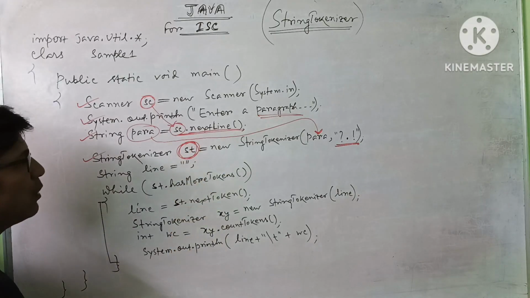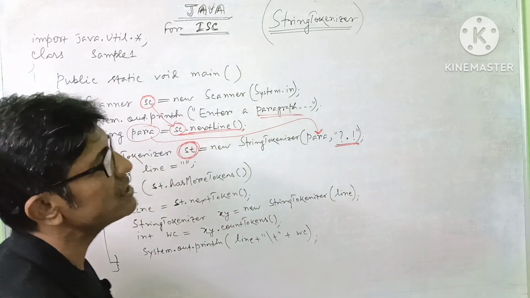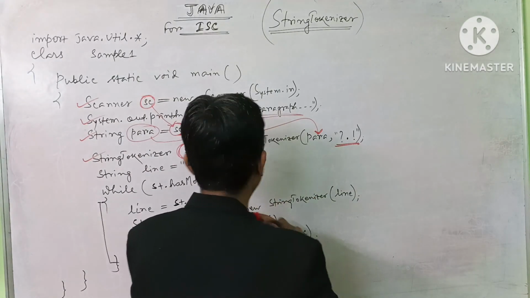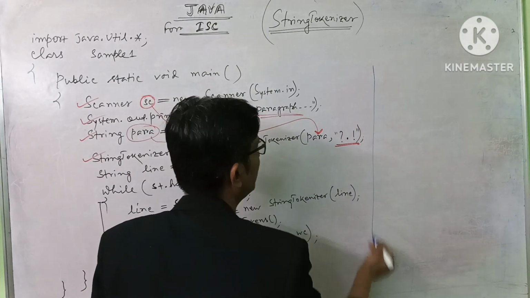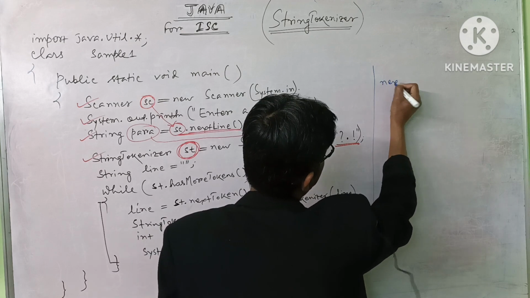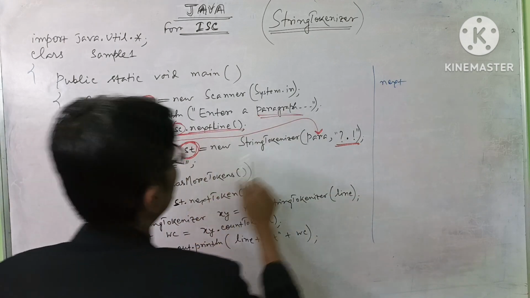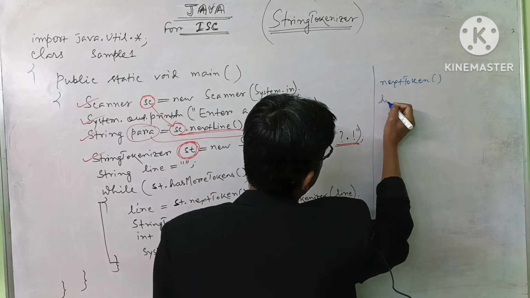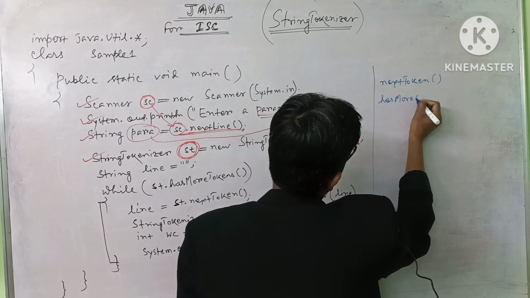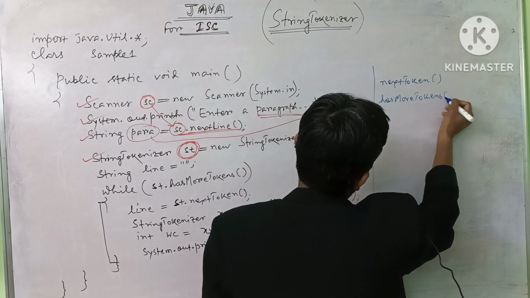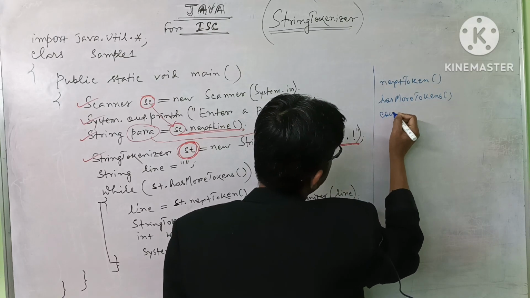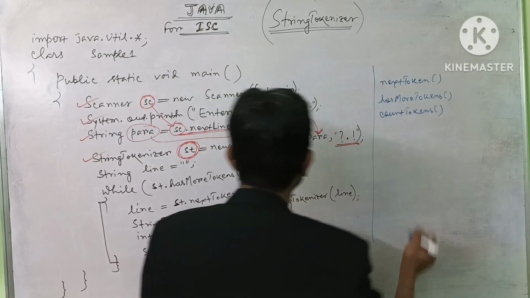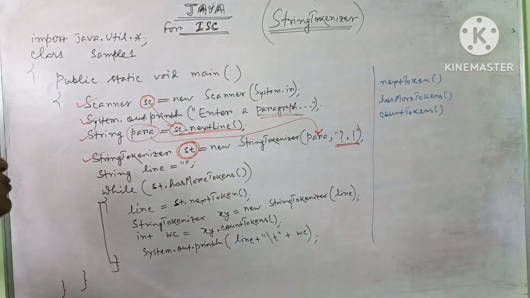We can apply some functions given in StringTokenizer that are important. How many functions have I applied here? Number one, hasMoreTokens, next, nextToken, and countTokens. These are the main functions we are using in our program.